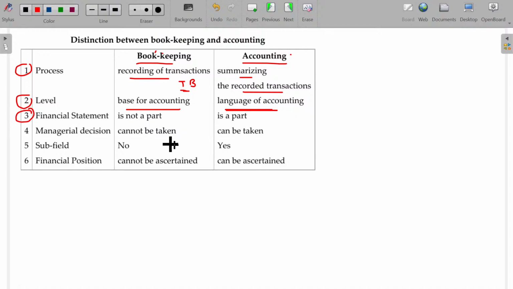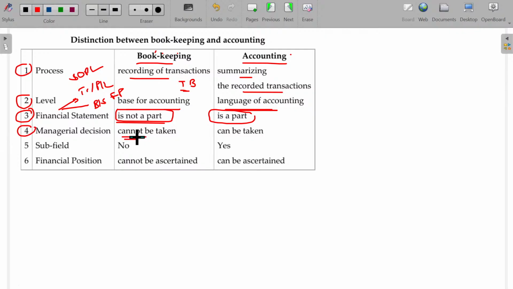Financial statement is not a part of bookkeeping. Financial statements are nothing but trading and P&L account as well as balance sheet. Currently, the trading and P&L accounts are named as statement of profit and loss, SOPL, and balance sheets are named as statement of financial position. Currently. So this will not be a part of bookkeeping, it is a part of accounting, right? Managerial decision.